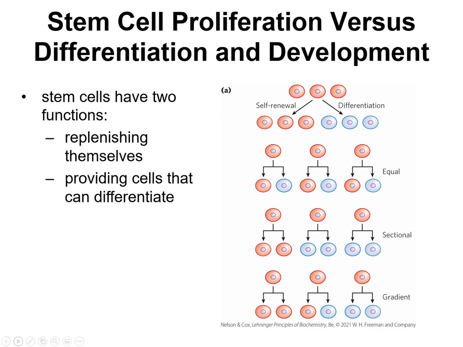And depending on the time and the place and the body's need, the organism's need, the tissue's need, you can either get kind of an equal mix of self-renewal and differentiation. You can get kind of sectional differentiation, or some kind of a gradient to go from, okay, these cells are self-renewing, and then as you get to this part of the tissue, then you've got more of a mix of self-renewal and differentiation, and then these stem cells are only for differentiation.